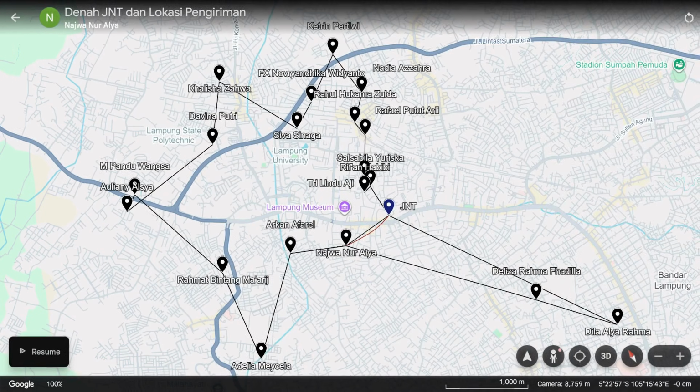And this is the same delivery situation, but represented in the form of a graph, where each location is modeled as a vertex and each route is represented as an edge. This allows the delivery route to be analyzed more systematically.